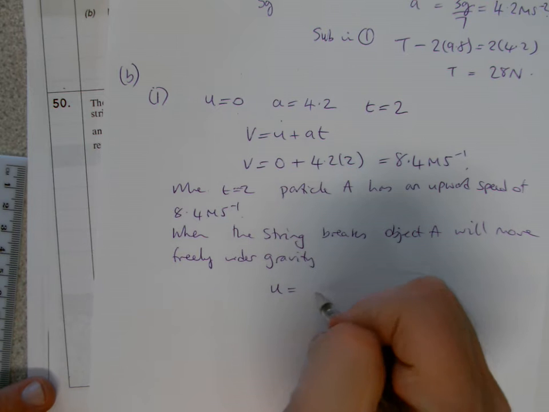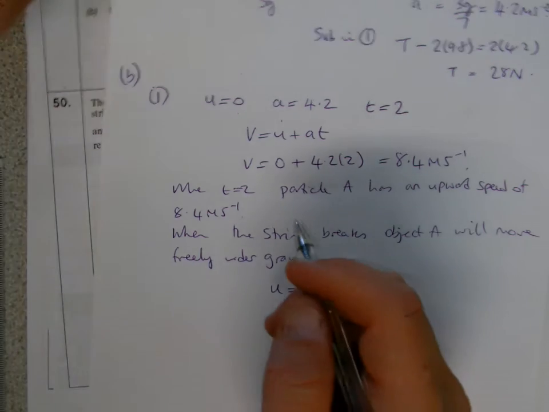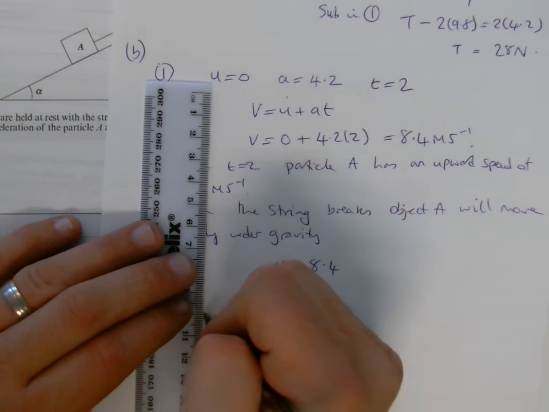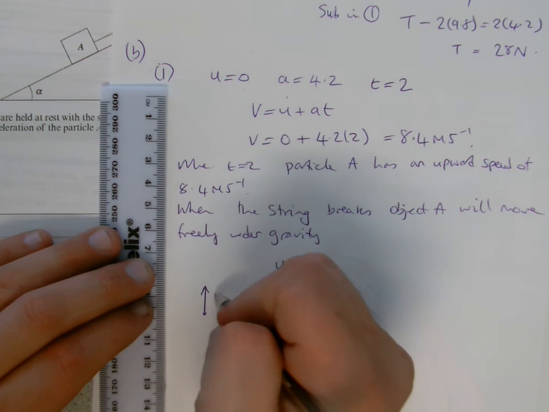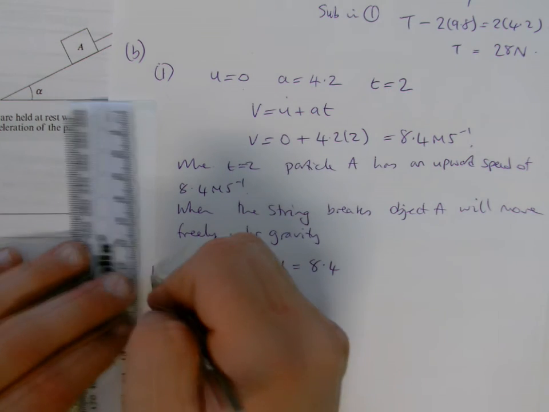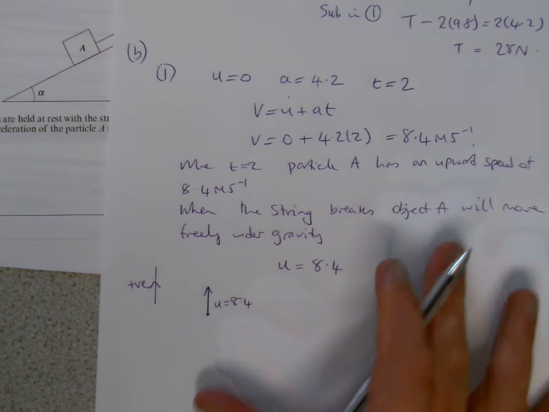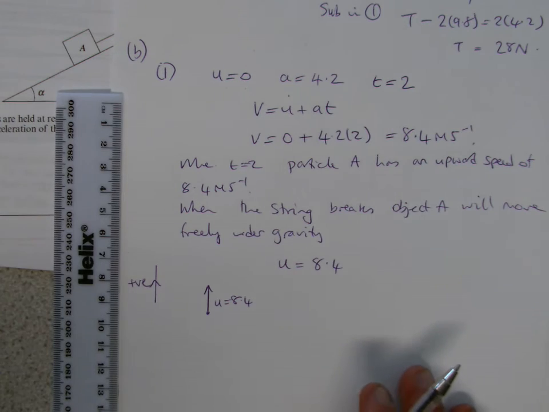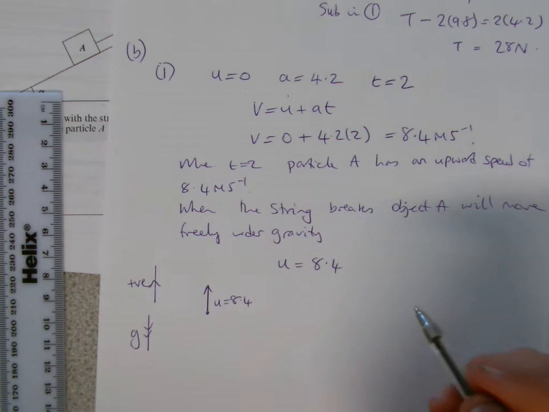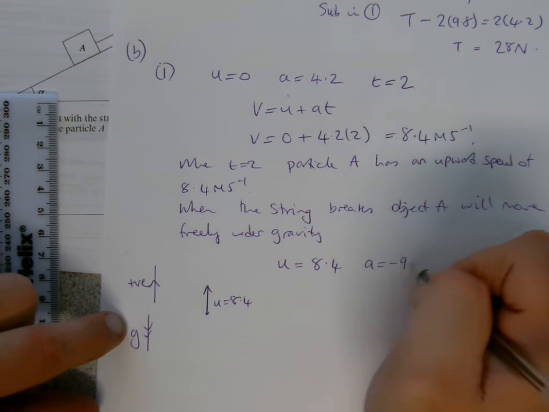course, is now, if you think about it, when the string snaps, it's going at 8.4. So we call it the initial velocity now, because we need to think of a situation where the string is snapped and it's going at 8.4 upwards, isn't it? So that means we take upwards as positive. Going back to our vertical equations of motion, upwards is positive, but of course acceleration due to gravity is opposing that. So because it's opposing the positive, we'd write a to be minus 9.8.